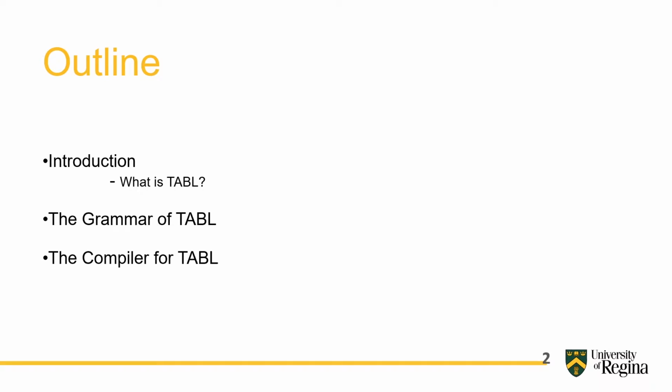General outline. We will introduce what the language is and then split the presentation into two portions. Number 1, the grammar of the language, and number 2, the compiler for the language.